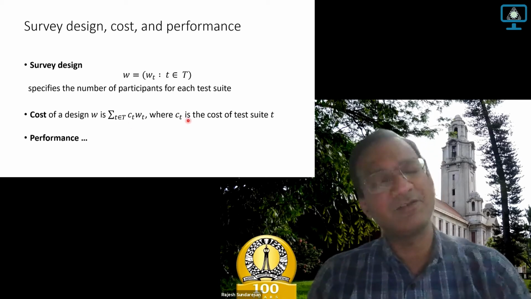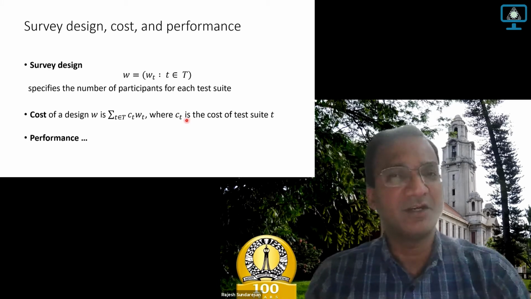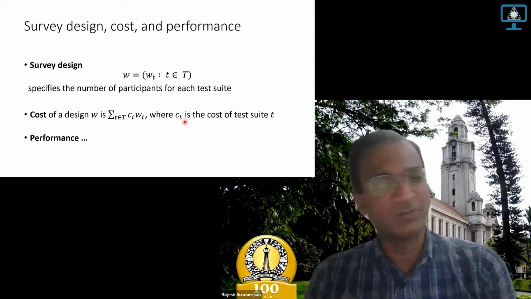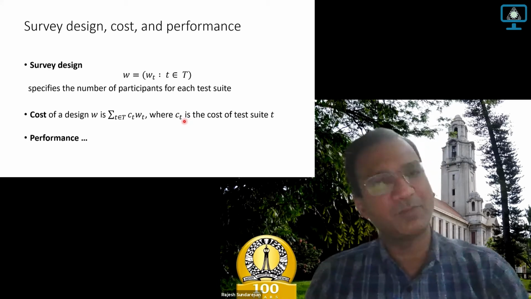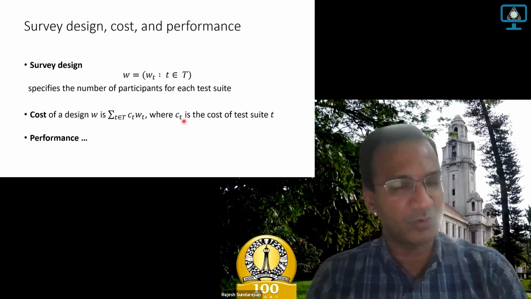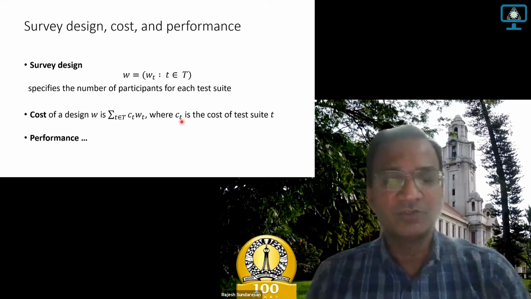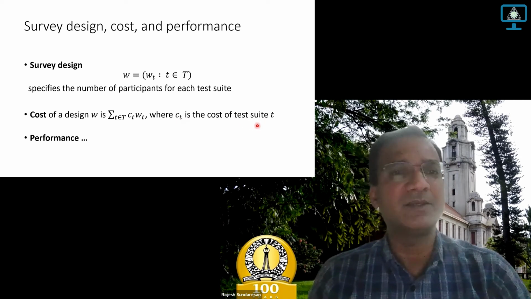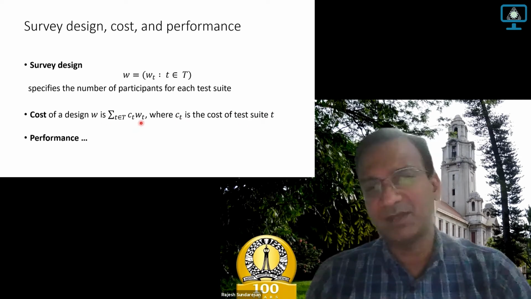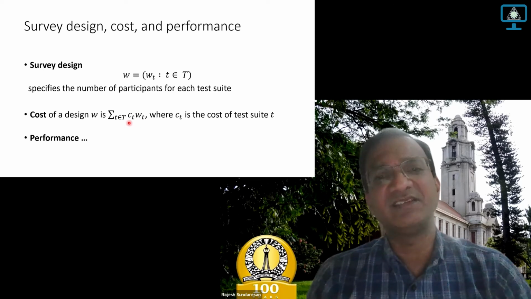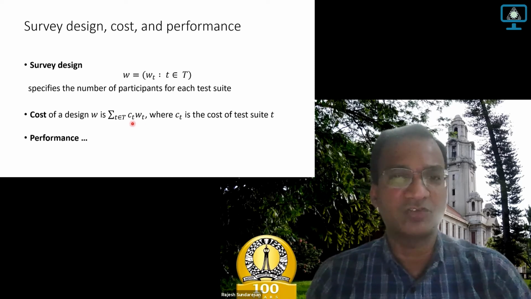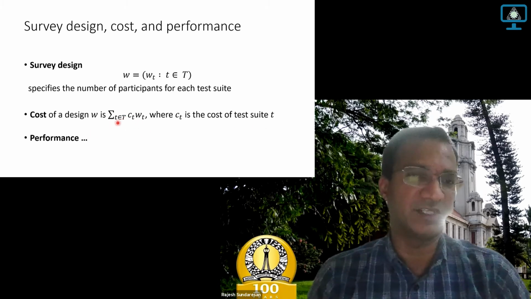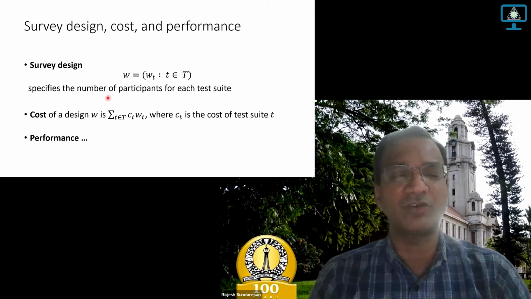And CT itself is made up of, let's say, all the three tests. Then you sum up the three individual costs. So if CT is made up of two tests, you sum up the cost of those two tests alone. So CT is determined once you have the individual costs and the test suite. And if there are WT members that are administered test suite T, then CT times WT is the cost for administering test suite T, and then you sum it up across all the possibilities. And that's the overall cost of this design.